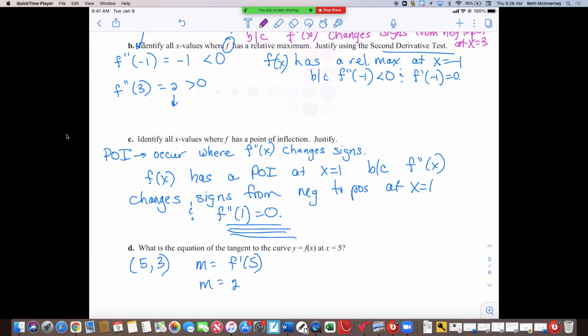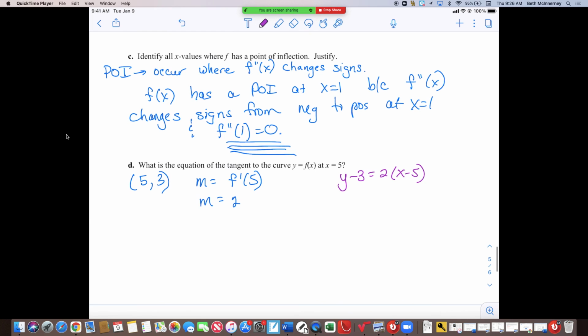Now I have my pieces of information. y minus 3 equals 2 times the quantity x minus 5. You are welcome to leave it like that. However, I'm going to go ahead and simplify it just because we should practice that, if on a multiple choice question they're putting it in y equals mx plus b form. All right, that wraps up the 5.7.